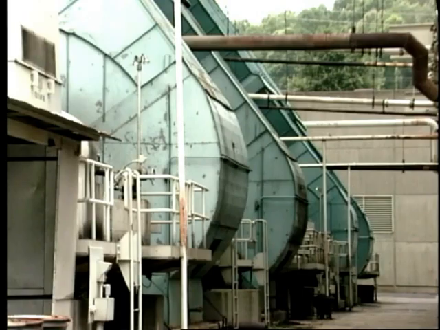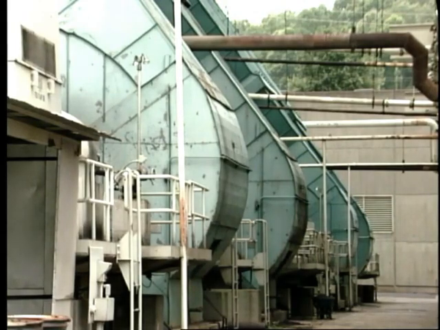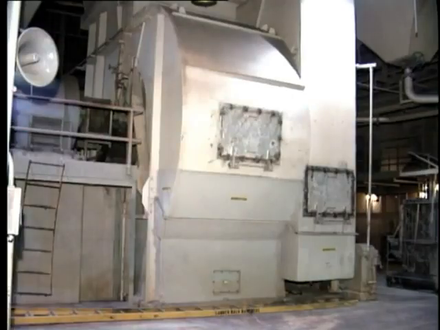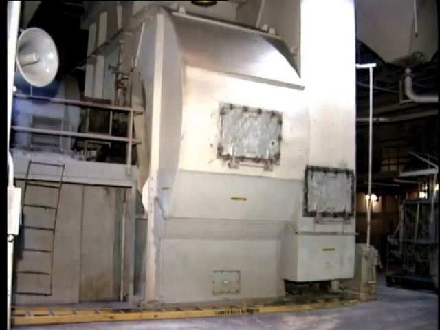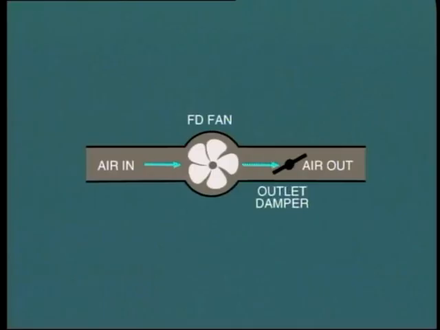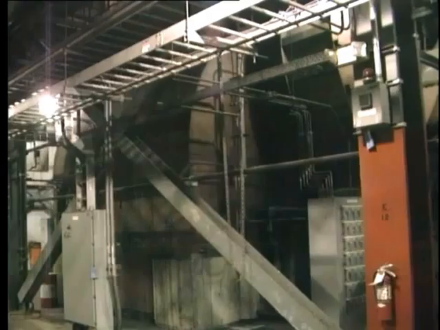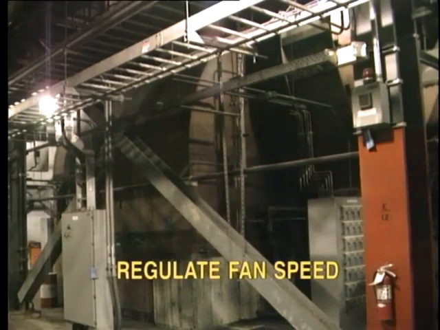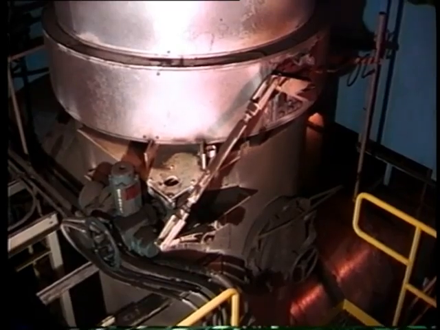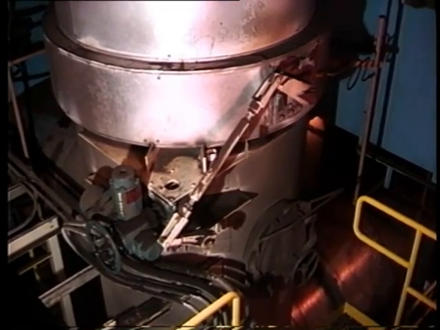On many installations, 2 FD fans are installed. The total quantity of air supplied must be regulated according to the amount of fuel being supplied and the actual firing conditions. The conventional way of adjusting forced draft is to adjust the opening of the inlet damper supplying air to the fan. The discharge damper is normally used for isolation only. Another adjustment method is to regulate the speed of the fan. Control is normally effected remotely and generally automatically, as we'll see later.